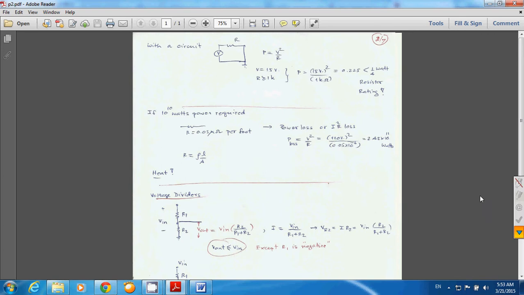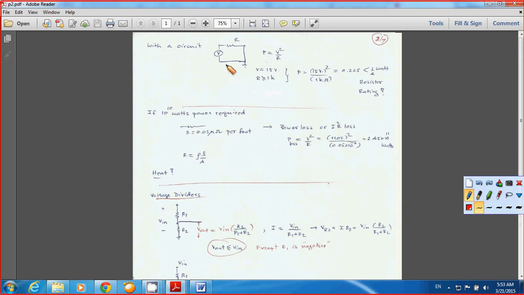Now we're talking about power dissipation. Take a look at the simple circuit here. You have the source voltage and R in series with the source voltage. You can find the power drop across R to be V squared over R.